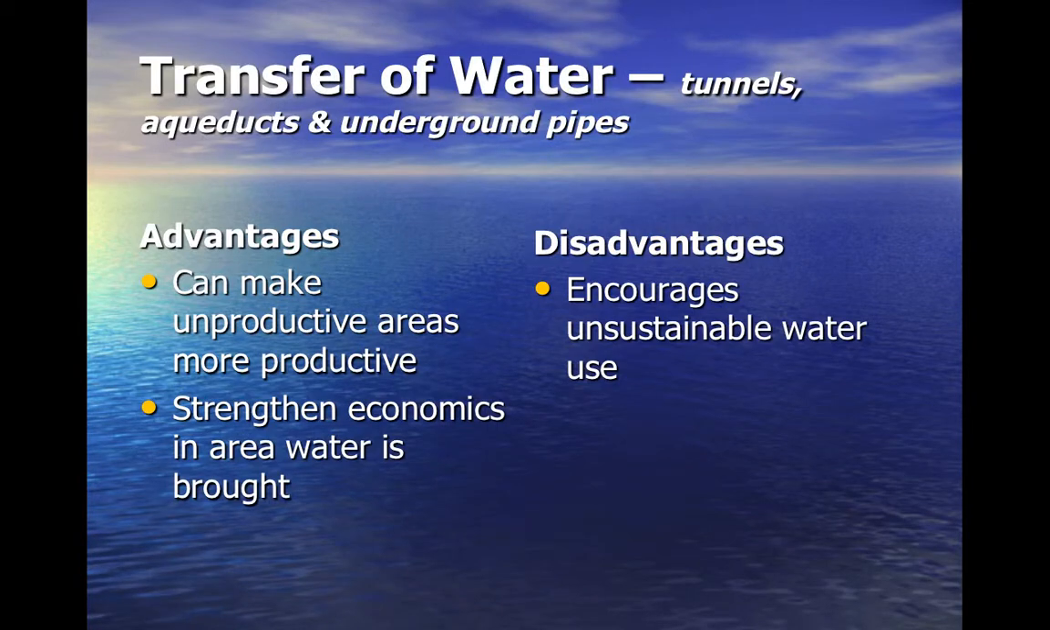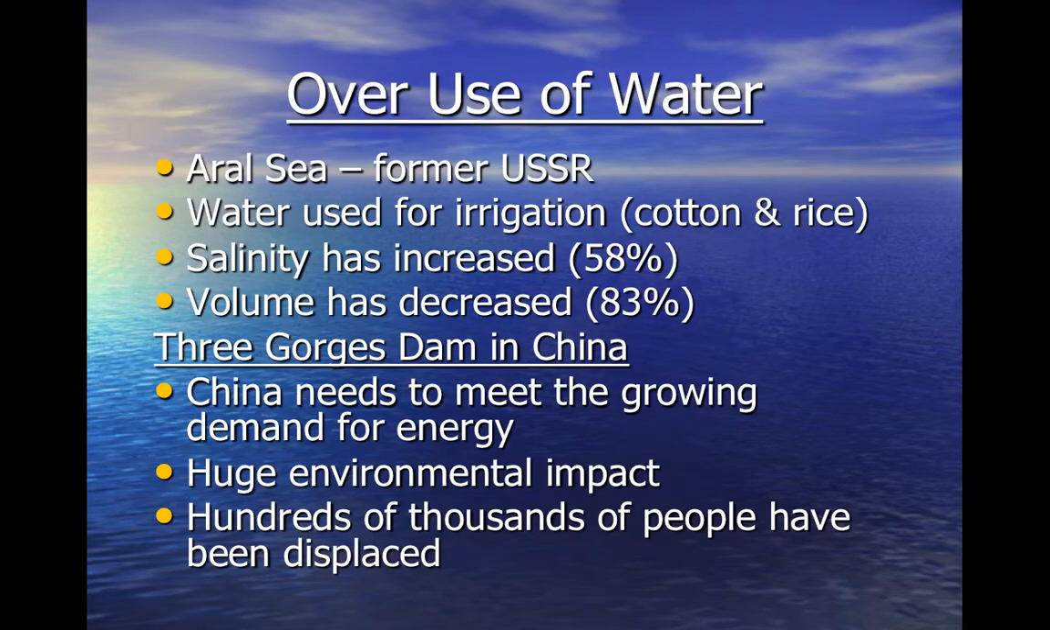Some other advantages, let's say, of aqueducts or underground pipes that transfer water from one location to another. They do provide water to areas that really do need water. They strengthen economic growth in areas because you're providing that resource that's heavily needed. But a disadvantage is you're making people dependent on that. So that can be a disadvantage.